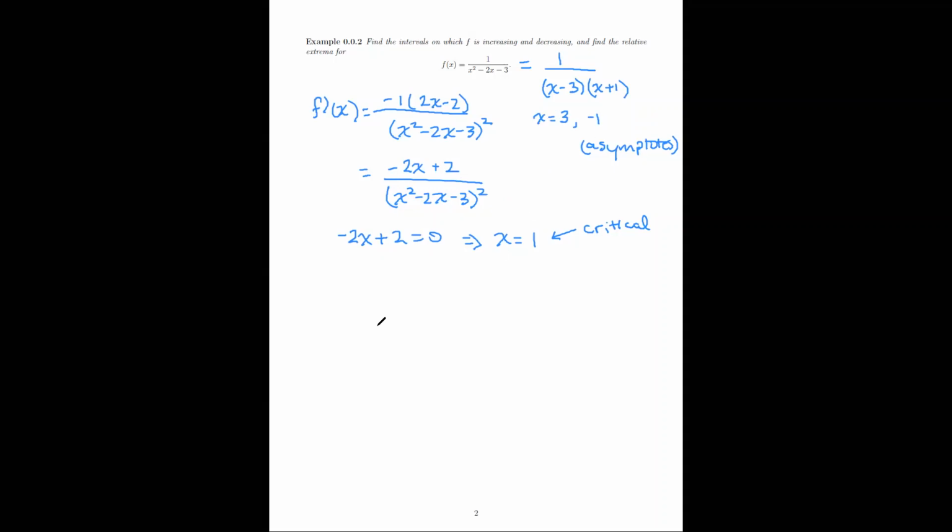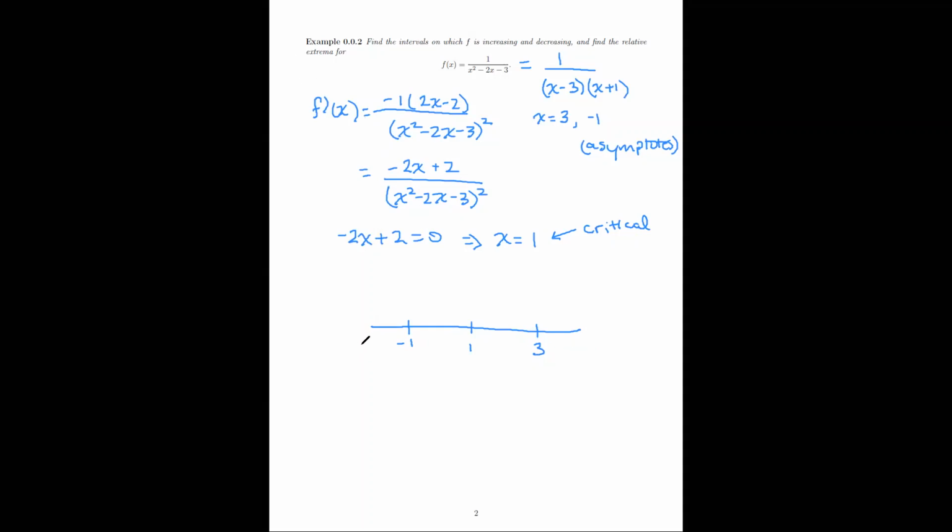Okay, so we found our critical points, and they, along with the points where our function itself is undefined, are going to subdivide our real number line into subintervals. All right, so here are all of our special points. This one's our critical point, and these two are our possible asymptotes. Now what do we do? We want to pick some point in each of these intervals to see what's happening in there. So let's do that.